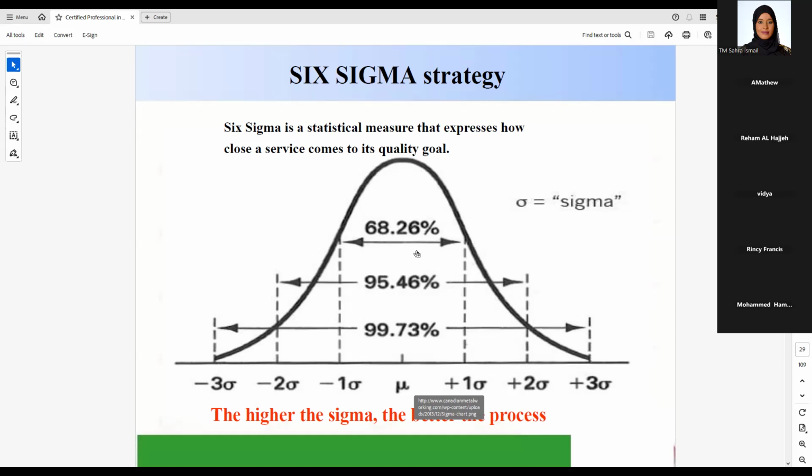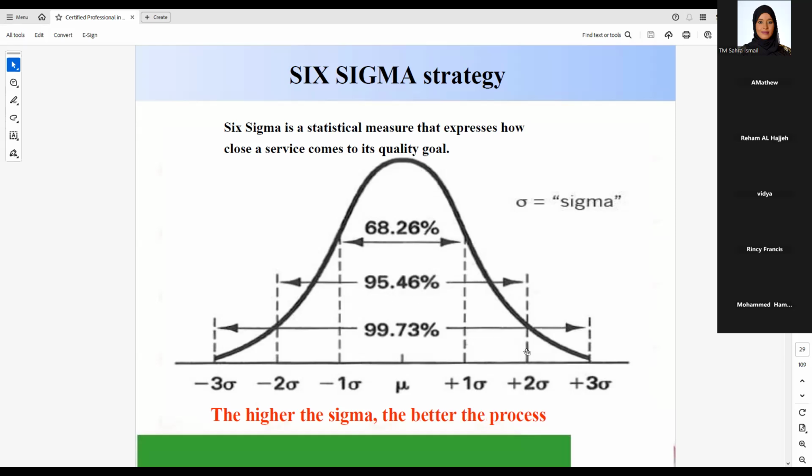So let's say, for example, the waiting time. Depending on what data you're looking at, if you're achieving a 1 sigma level, then 68% of your patients will be waiting at or below the target. A 2 sigma level means 95%. A 3 sigma is 99.7. Okay. As we said, it's a statistical measure that expresses how close a service is to its quality goals.